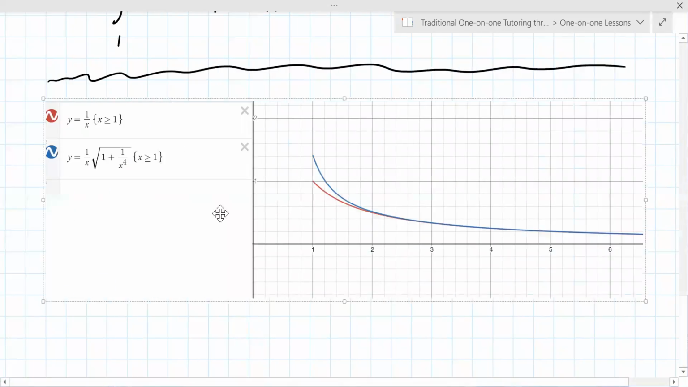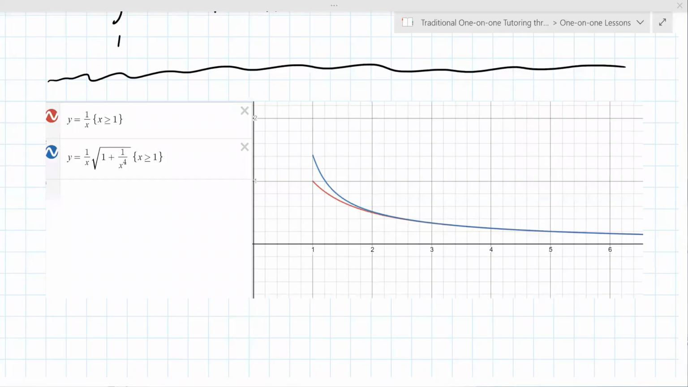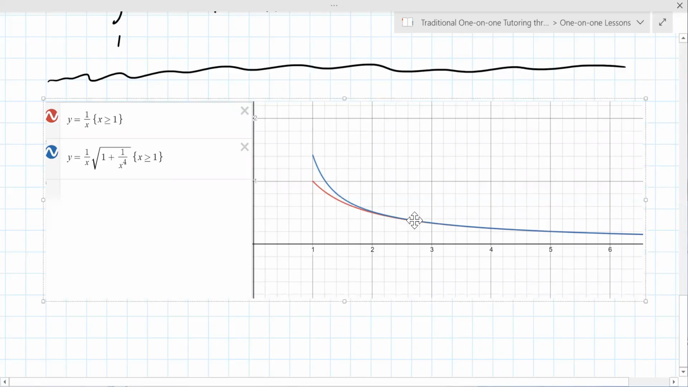All right. So the red curve is 1 over x. Do you see that? Yep. The blue curve is the other one, 1 over x times the square root of 1 plus 1 over x to the 4th. I only graphed it from 1 to infinity to illustrate this. Do you see that the blue is always above the red, at least in the beginning? I could zoom in and show you that it's always above the red. So why does this matter?